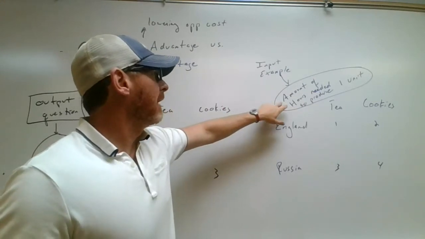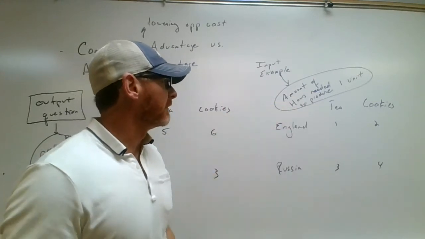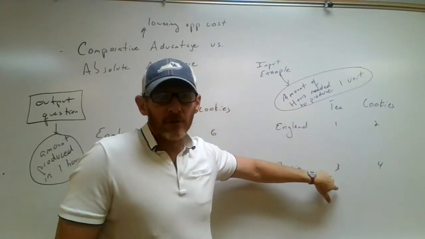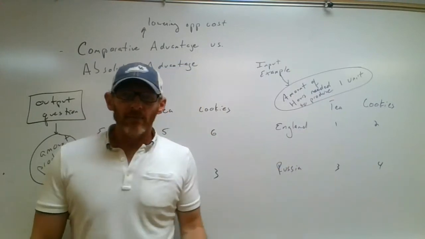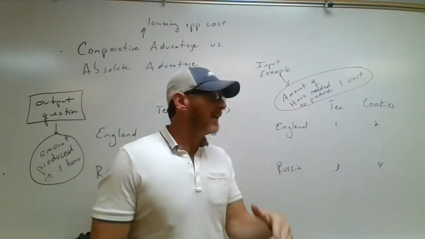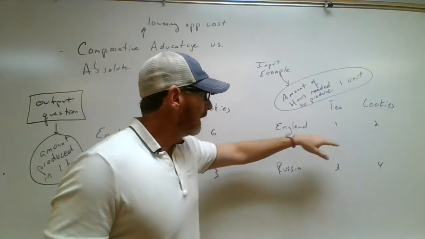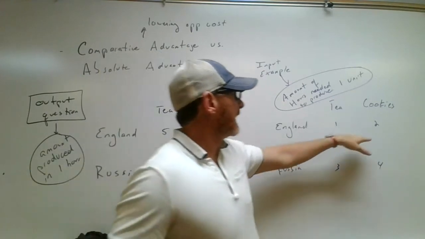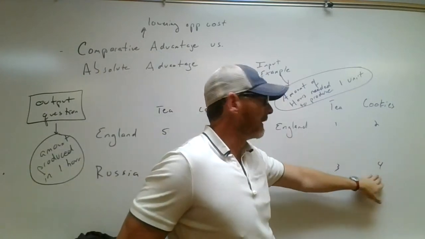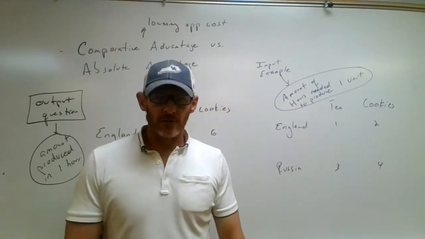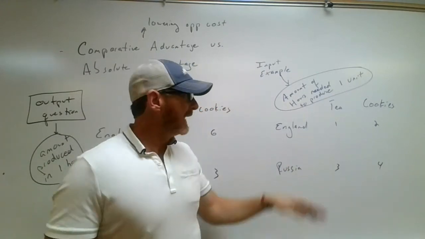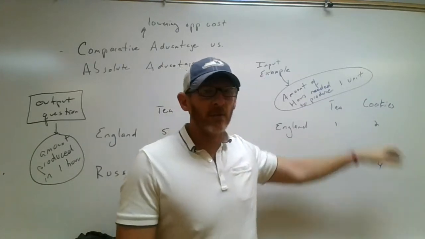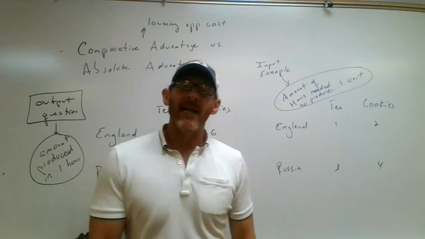So, for example, the amount of hours needed to produce 1 unit of goods. Well, in England, it only takes 1 hour to produce a unit of tea, and it takes Russia 3 hours to produce a unit of tea. You can see that the inputs that go into making tea are fewer in England. England has an advantage, and they can produce more, right? Same thing with cookies. England only takes 2 hours to make a unit of cookies, and Russia takes 4 hours to make a unit of cookies. And so England has an absolute advantage in both of these because they're using fewer resources to make this. That doesn't mean they can't trade.